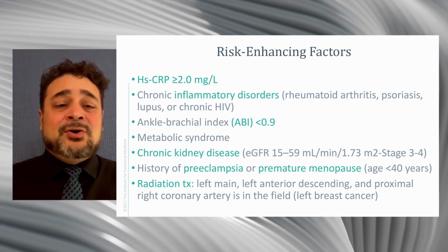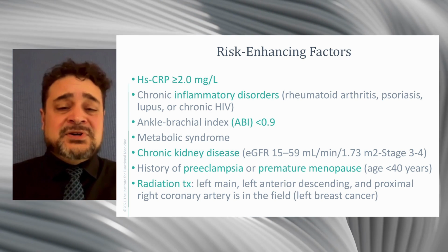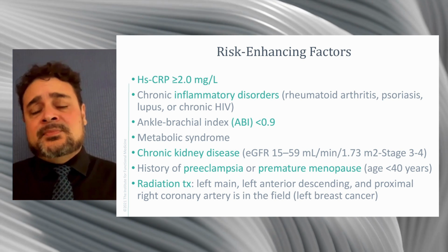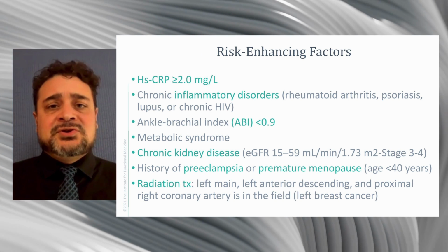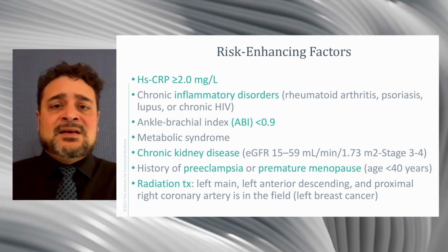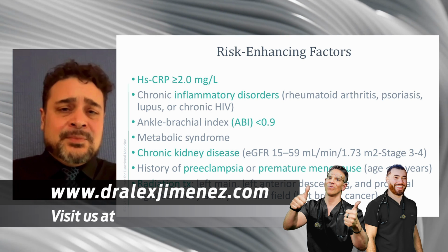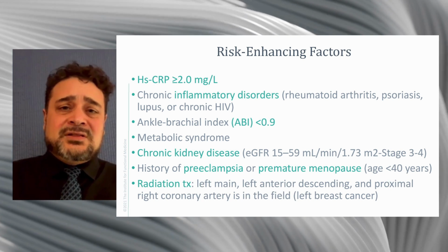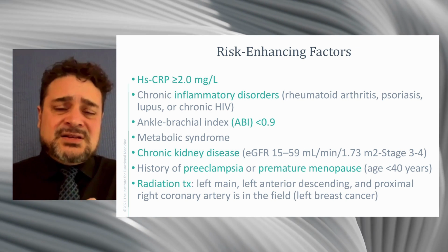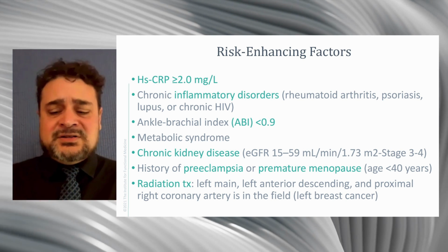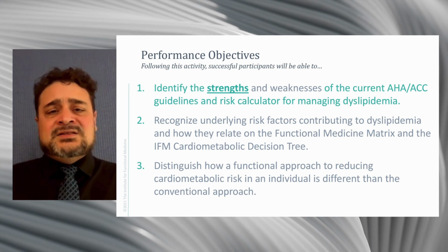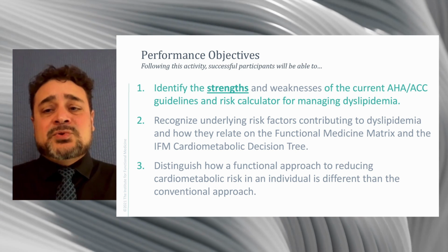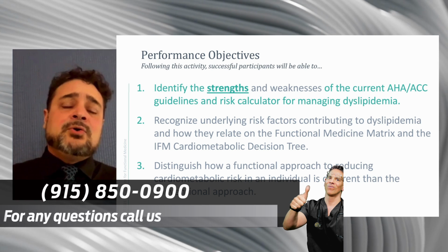It mentioned an ankle brachial index less than 0.9, metabolic syndrome, which from the last lecture and next lectures, you'll know is extremely important to get to the bottom of. Chronic kidney disease, and radiation therapy, mainly radiation therapy in the chest area that can radiate the coronaries or the heart. So our first part of this objective was to identify the strengths of the guidelines, and then we would go over the weaknesses.